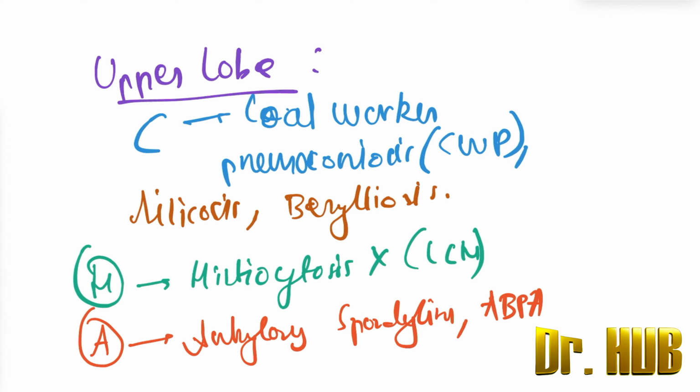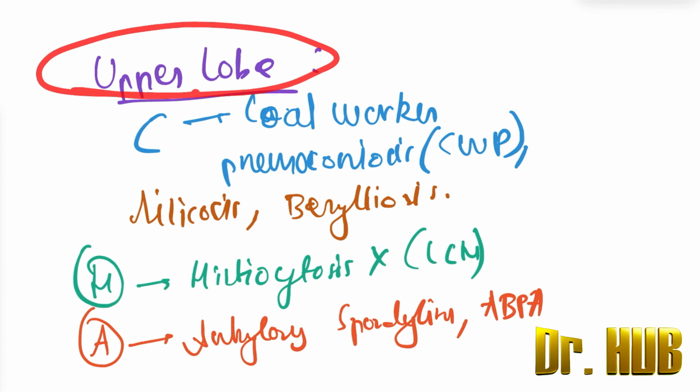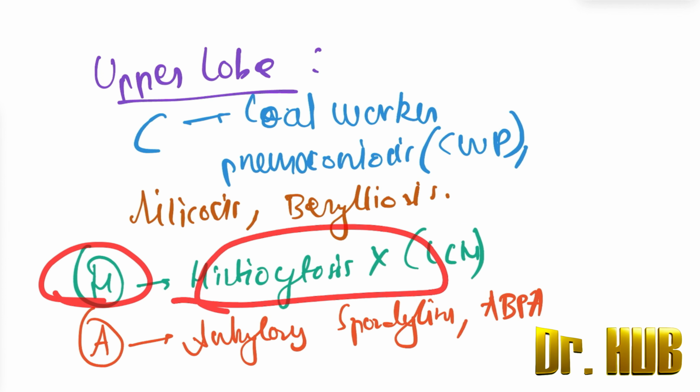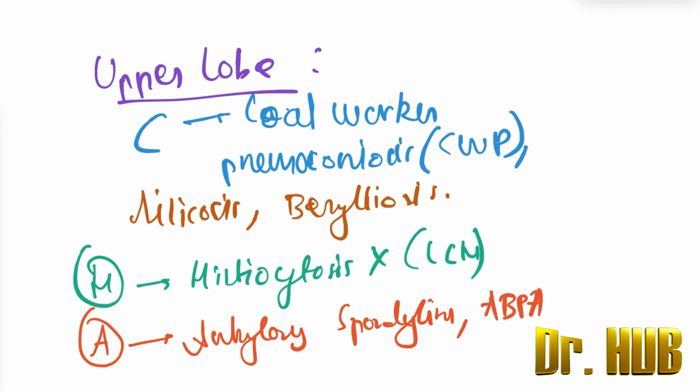So let's recap. We dealt with the lobes and various diseases. We focused on the upper lobe. C stands for coal workers pneumoconiosis, the CWP. Then comes silicosis and berylliosis. Then H for histiocytosis X, that's the LCH, and the ankylosing spondylitis and ABPA.